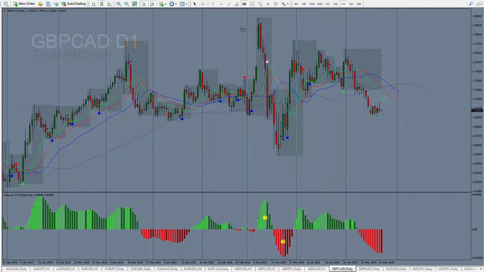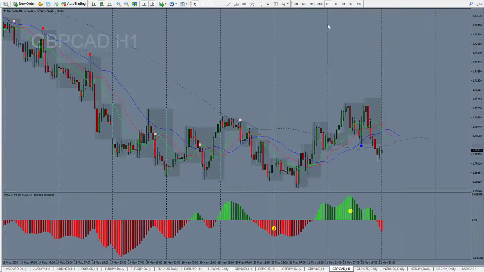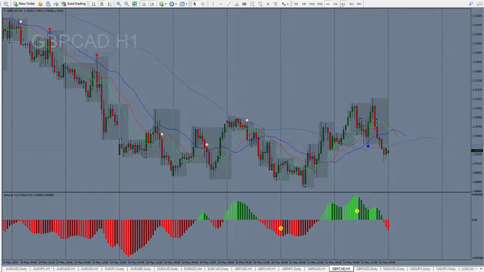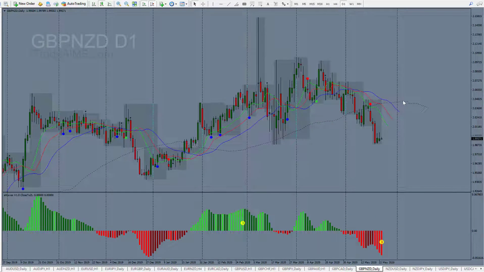We have some support around these areas, but if you go to the hourly chart, you'll be looking for setups only. I don't see anything right now, but we'll see how it goes.